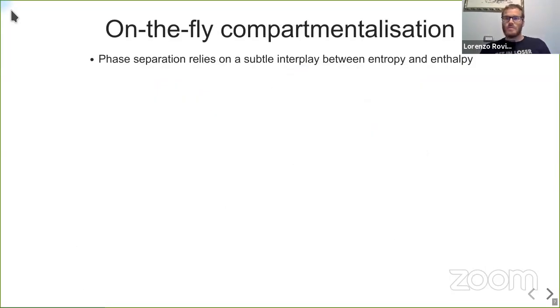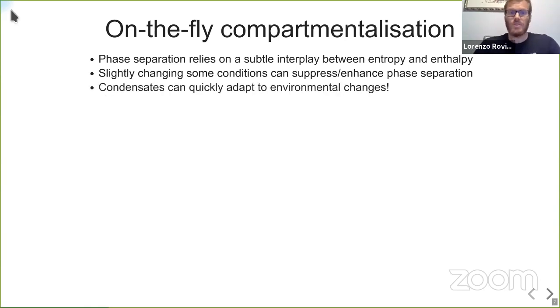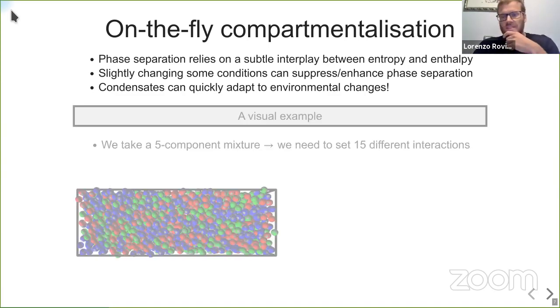Now, why is phase separation used by nature, by evolution, if you want? Because phase separation occurs when there is a subtle interplay between entropy and enthalpy in a system. This means that it's very sensitive to changes. Some small changes can either suppress or enhance phase separation. And this can be used, of course, to react to changes in the environment. And this is why phase separation was, so to speak, chosen.